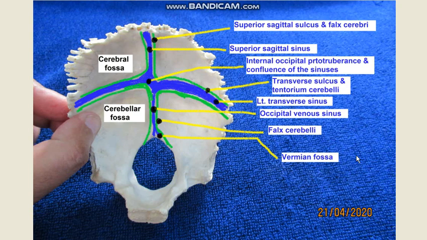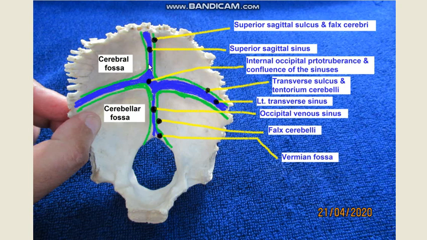Now let us take a look at the inner surface of the squamous part of the occipital bone. Almost at the same level as the external occipital protuberance, you do have an internal occipital protuberance and an internal occipital crest. Now at the internal occipital protuberance, you can make out a cruciate set of grooves, one groove going above and two grooves on the sides.